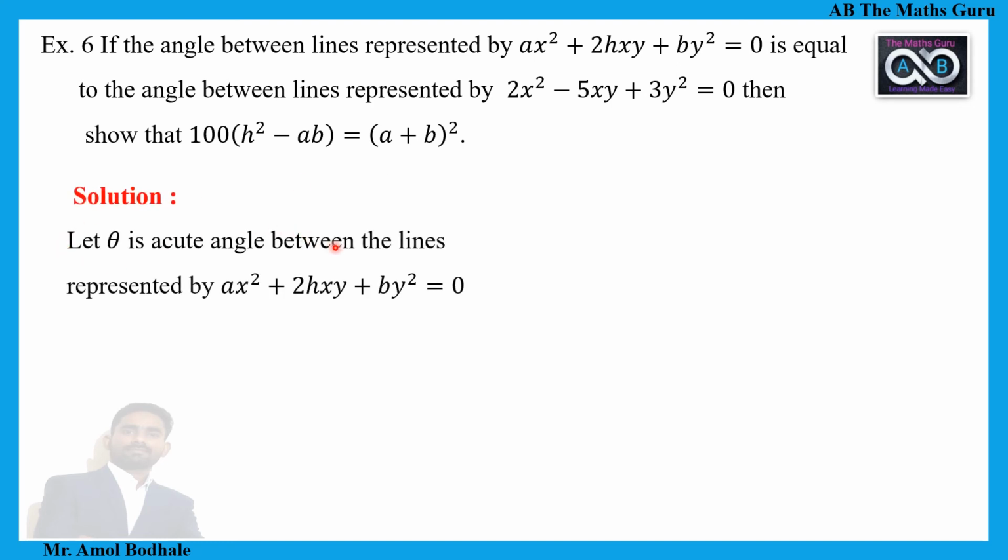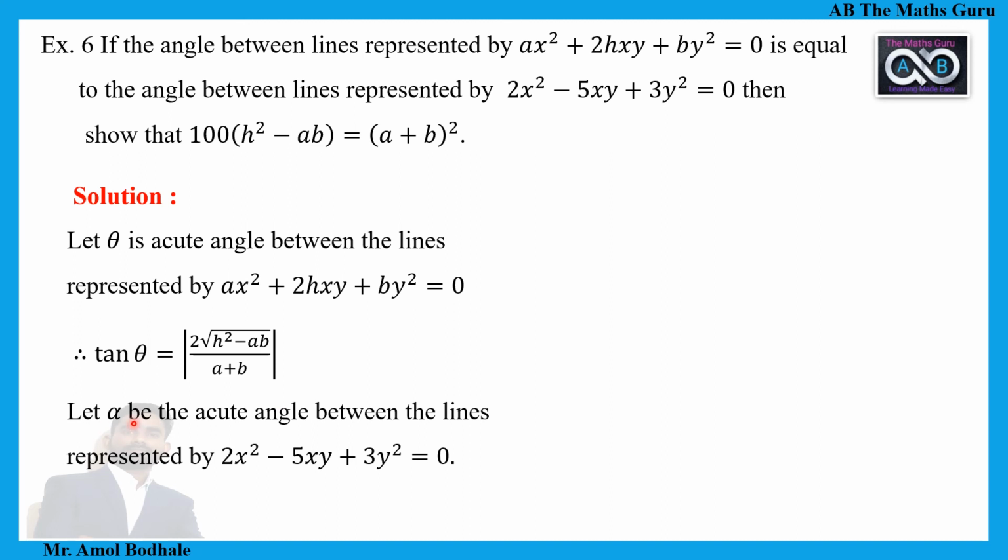Let theta be the acute angle between the lines represented by ax square plus 2hxy plus by square equal to 0. As we know the formula, tan theta equal to modulus of 2 square root of (h square minus ab) upon (a plus b). Now let alpha be the angle between the lines represented by the given equation 2x square minus 5xy plus 3y square equal to 0. So using the above formula we can calculate the value of tan alpha.